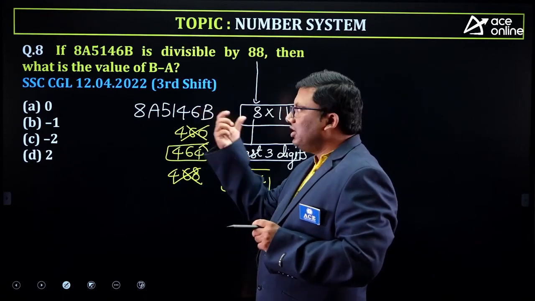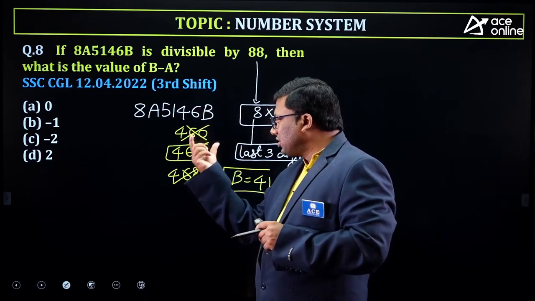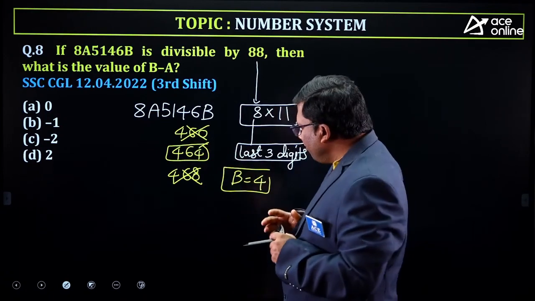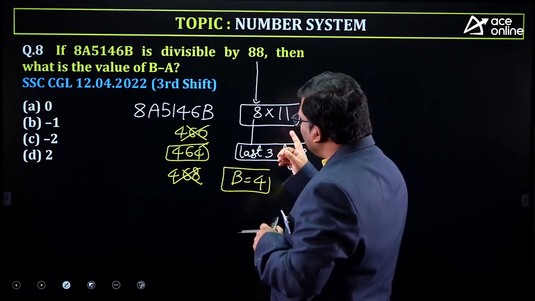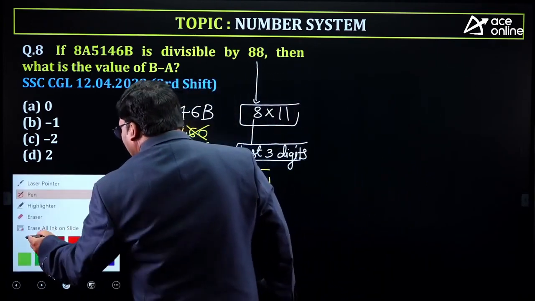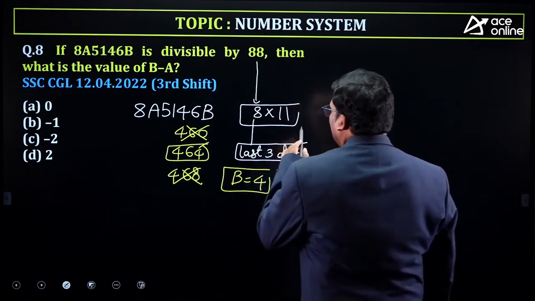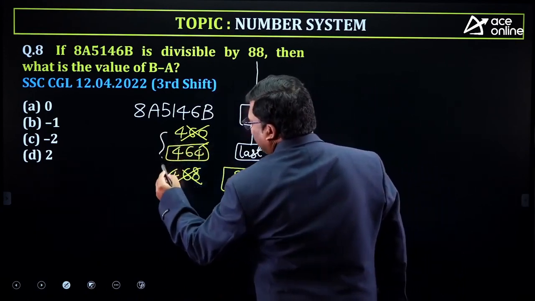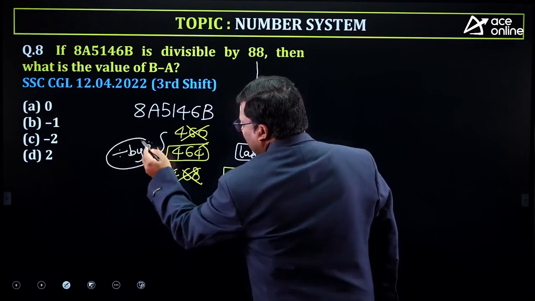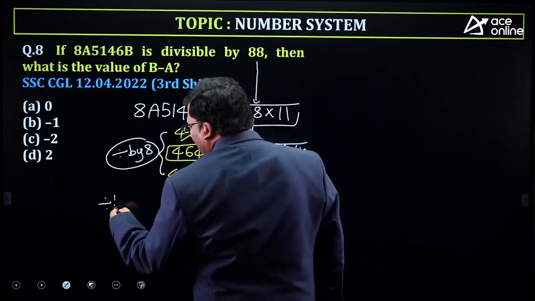8A5146B: the last 3 digits should be divisible by 8. 460, 464, 468. So B has to be 4. That is because of the divisibility rule by 8. What is the next concept? It should be divisible by 11. Now let us do the divisibility rule by 11.